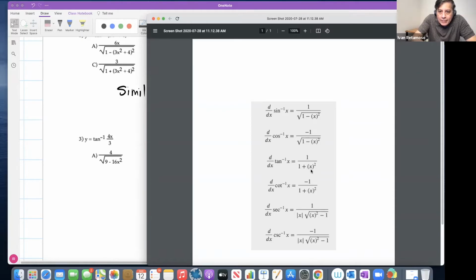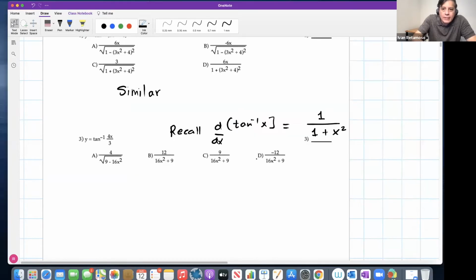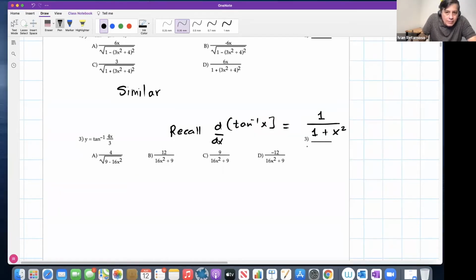And remember, they use this parenthesis because often it might not be x that you have to put there. You might have to use your inside function instead of x. So that is one reason they put a parenthesis there, to remind you. Okay, so this is the formula for the derivative of tangent inverse. So let's do it.